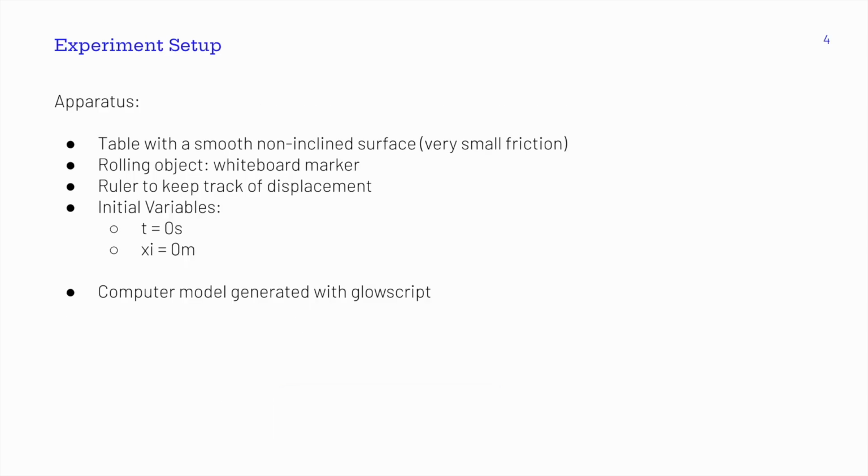The apparatus for our experiment is a table with a smooth, non-inclined surface with very small friction. It would be ideal to have a frictionless table, but since we don't have the material for our experiment, we used a table that has a very small friction. Our rolling object is also needed, and in this case we thought that it would be ideal to use a whiteboard marker. And we also used a ruler to keep track of displacement. Our initial variables are a time of 0 seconds and an initial position of 0 meters, and we use Python to generate the computer model. We also assume that the marker is moving solely in one direction, in this case being the X direction.